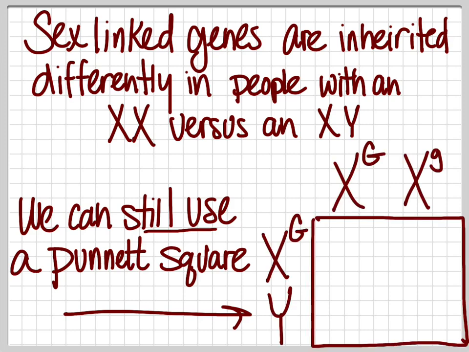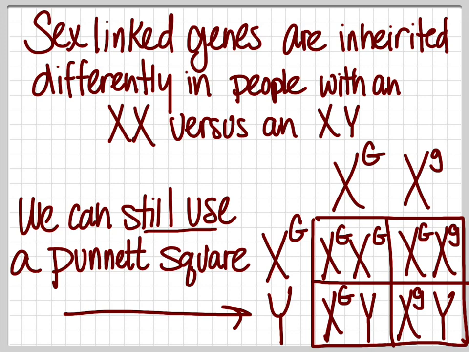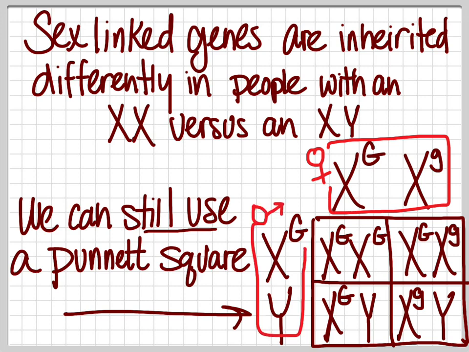I know you're excited. That Punnett square is going to look like this. We've got mom's information across the top, and she is X^G X^g. She's heterozygous for whatever this trait is. And we've got dad's information down the side. He is X^G Y. So what does this mean for their potential offspring?